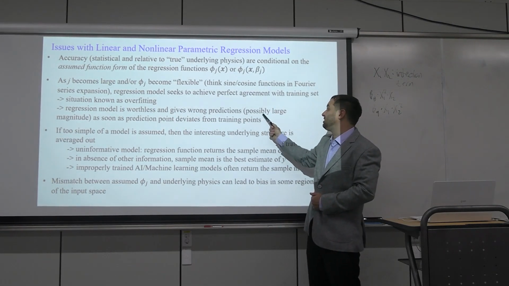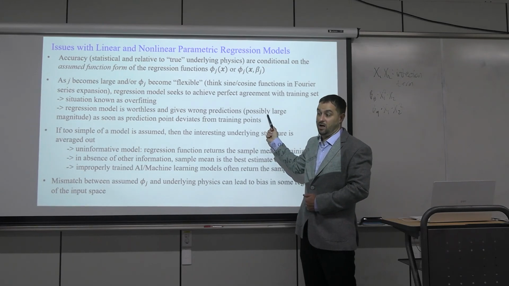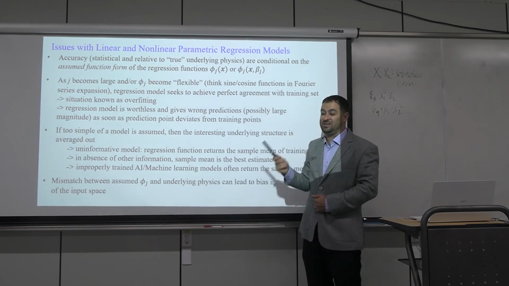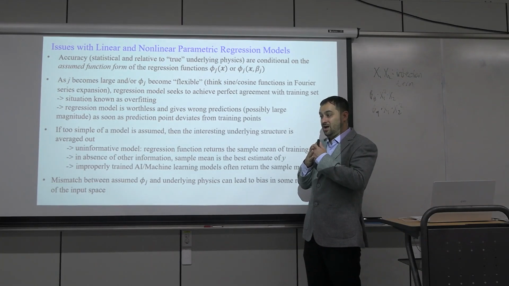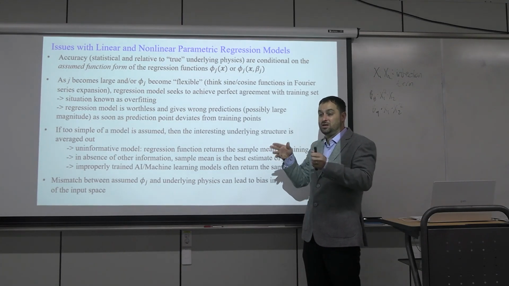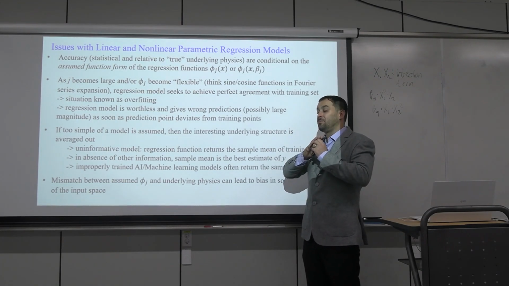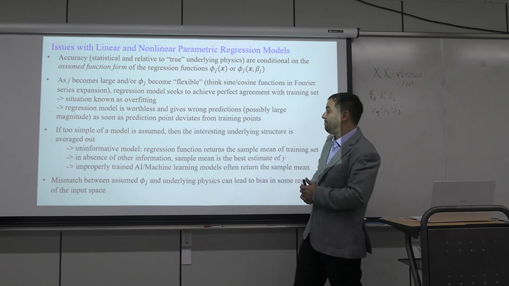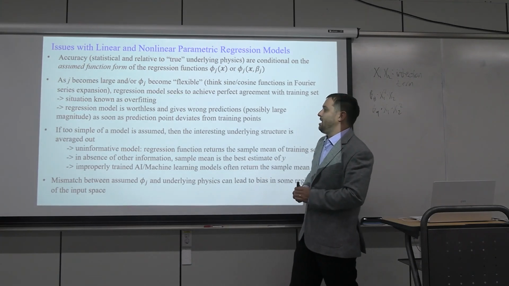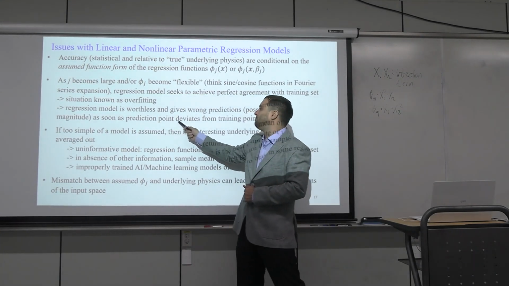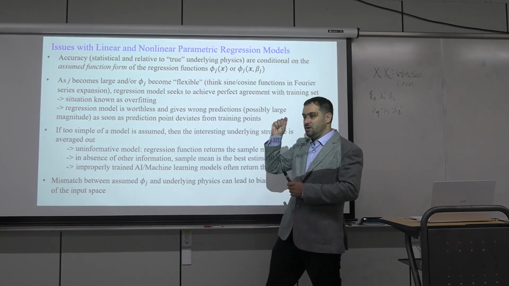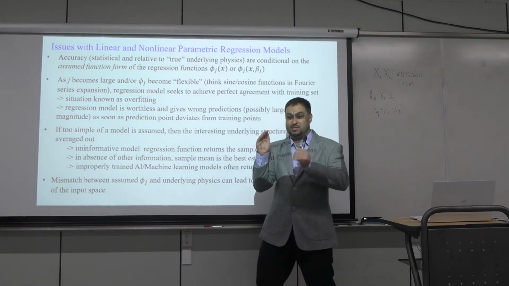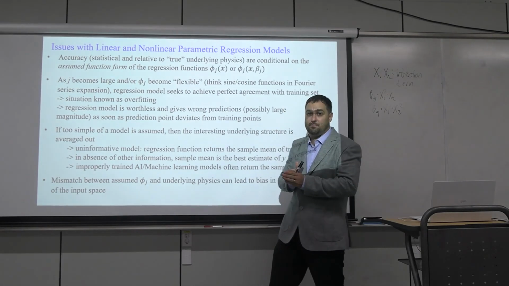And this is possibly of large magnitude as well. You could be off by a factor of 10, 100, 1,000. The regression model not only will not give the accurate solution, it could be very, very wrong by orders of magnitude. This happens as soon as the prediction point deviates from a training point. When you're near one of those sampled data points, the model converges to the data point.